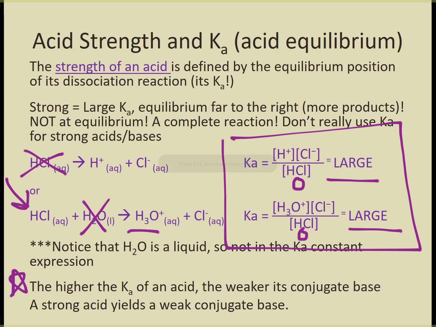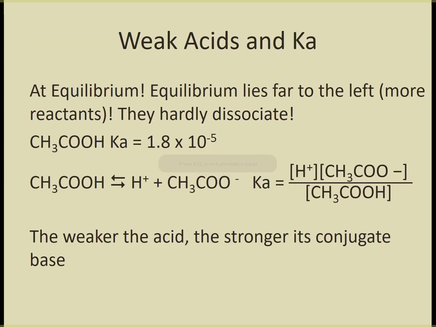The higher the Ka of the acid, the stronger the acid. And remember the relationship between the acid and the conjugate base. If you have a very strong acid, you will have a weaker conjugate base. For weak acids, we are at equilibrium, so it is a reversible reaction, and it tends to favor the reactants, so I can have my unequal arrows there.